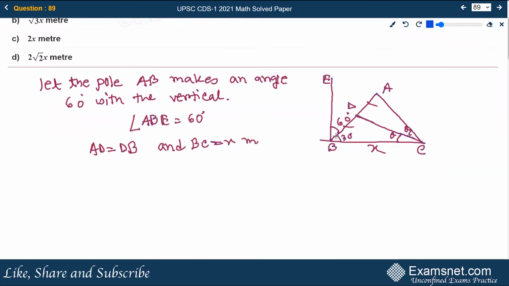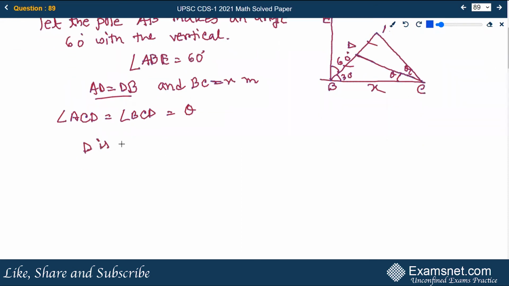Now, since AD equals BD, we can say angle ACD equals angle BCD. Let's say they are theta. Okay. So since AD equals DB, we can also say D is the midpoint of AB. Now let's consider these two triangles, ADC and BCD.